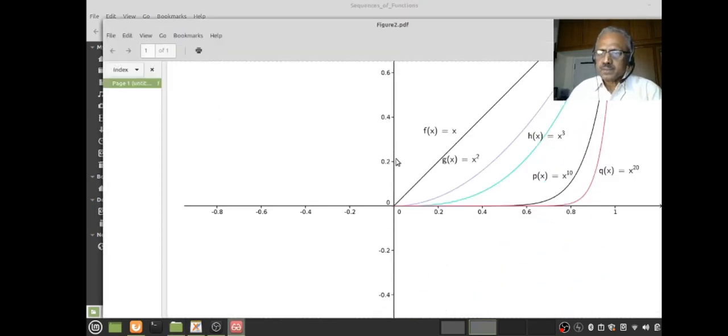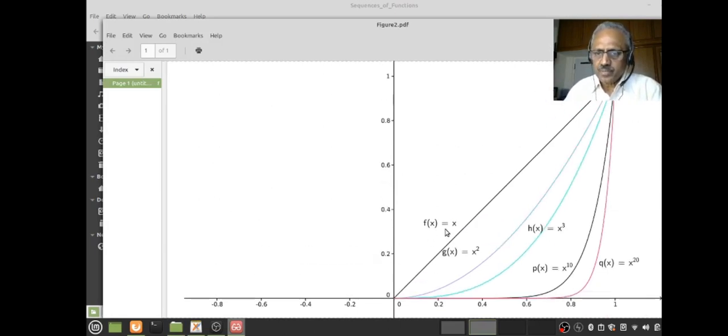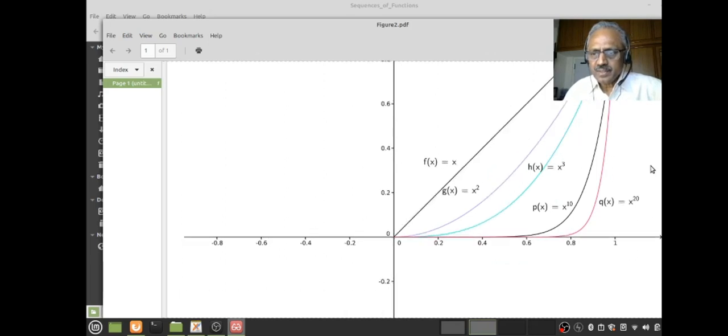Now this is the picture of f1(x) = x, f2(x) = x squared, x cubed, x to the power n, x to the power 10, and so on. This is x to the power 20, the last one. Now do you see something very interesting? All of them converge pointwise. Therefore if I put epsilon equal to something, let us say 0.2, that is 1/5, and draw this, you can see that as n is very large, you follow that?